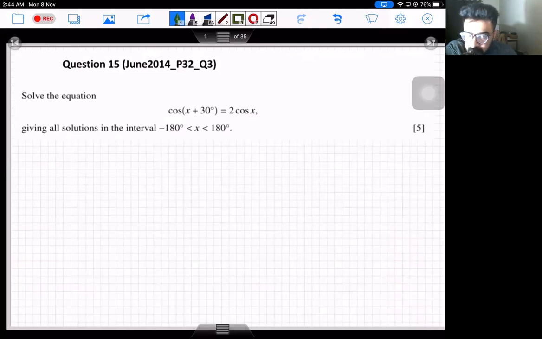The question is saying: solve the equation cos(x + 30) = 2 cos x, giving all the solutions in the interval -180 to 180 exclusive. So -180 and 180 are both excluded from the range.